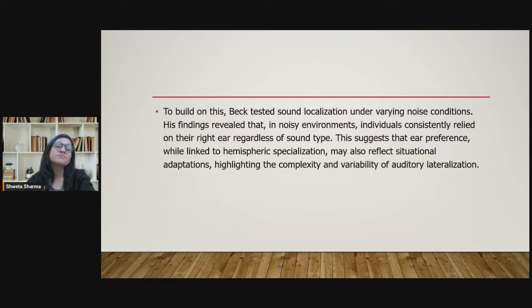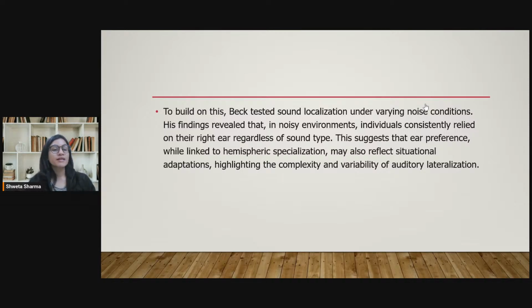And to build on this, Beck also tested sound localization under varying noise conditions. His findings reveal that in noisy environments, individuals consistently relied on their right ear regardless of sound type. This suggests that ear preference, while linked to hemispheric specialization, may also reflect situational adaptations, highlighting the complexity and variability of auditory lateralization.